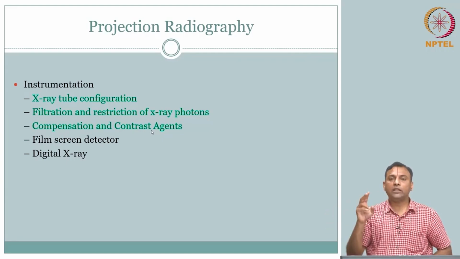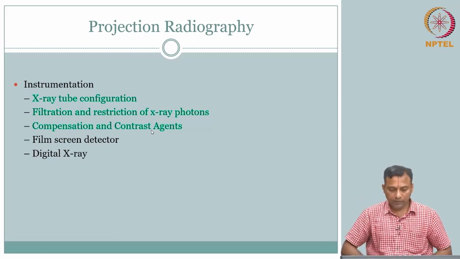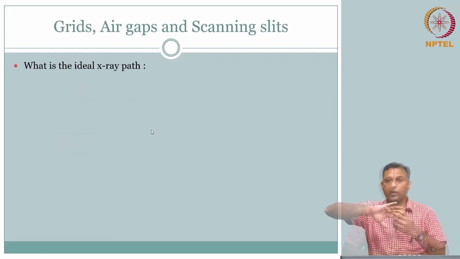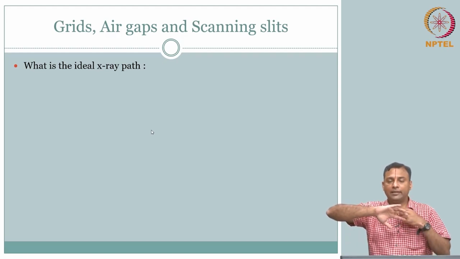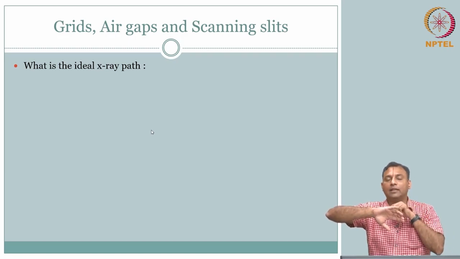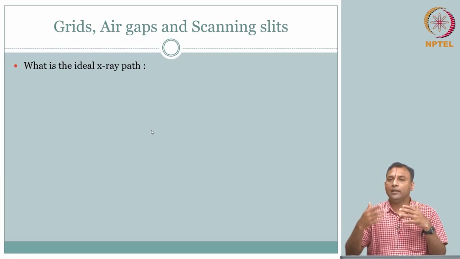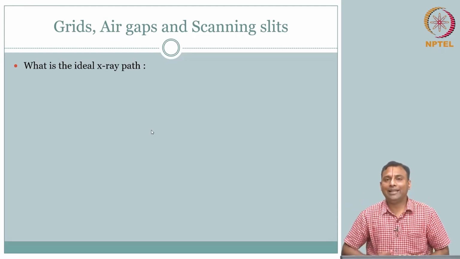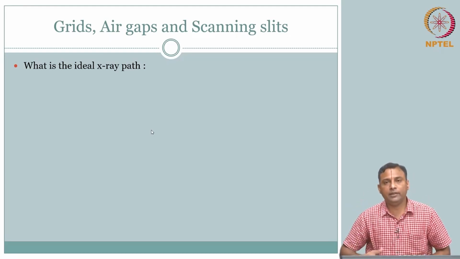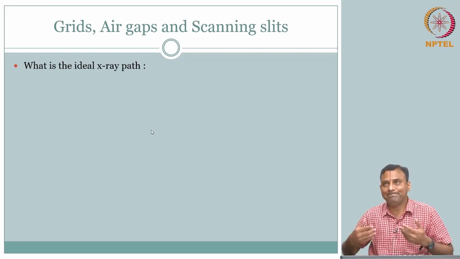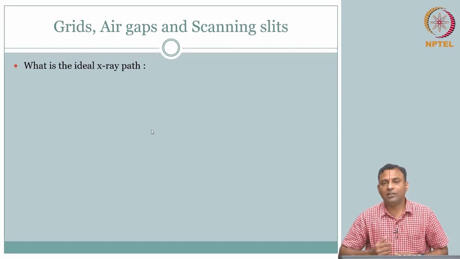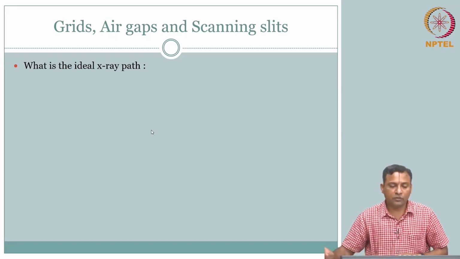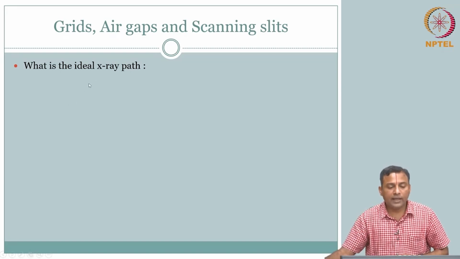Okay. So two things we need to understand in the instrumentation. One is, how do I accomplish maximizing my signal and minimizing the Compton scattering. Next is, after I know that is the signal that has come through the path, how do I convert it into an image? What are the sub modules, the instrumentation that is used to convert this into an image? Okay. So first is, what is the ideal path?